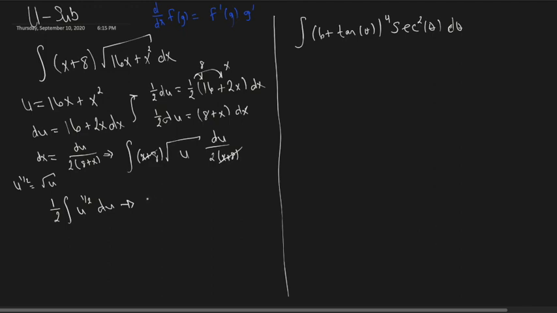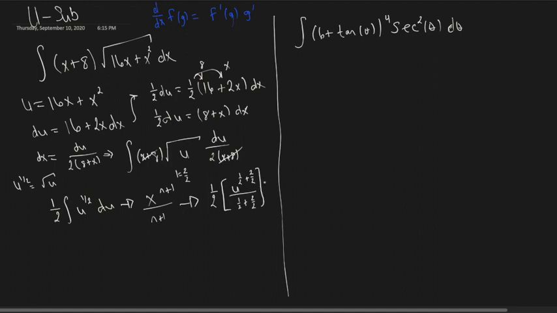So this is just the power rule. If you don't remember the power rule, let's just do it in terms of x. So we're going to do x to the n plus 1 over n plus 1. So we're going to get 1/2 times u to the 1/2 plus 1, and 1 is also equal to 2 over 2. So we're going to write 2 over 2, divided by n, which is again 1/2, so it's going to be 1/2 plus 2 over 2.